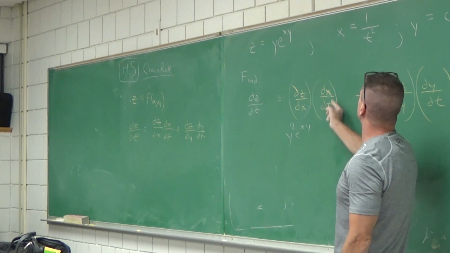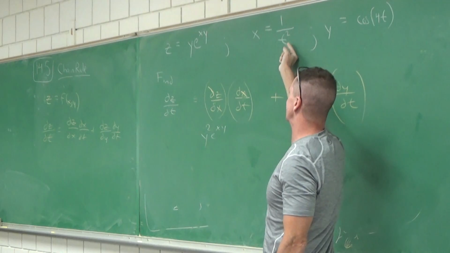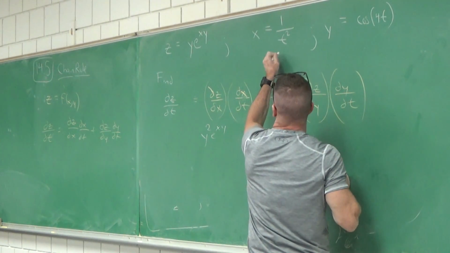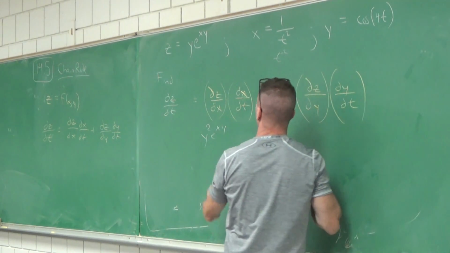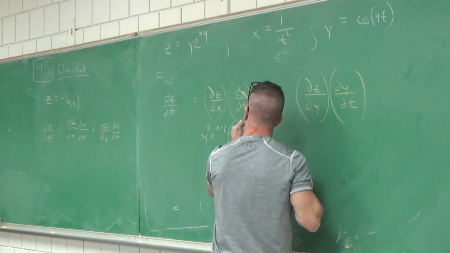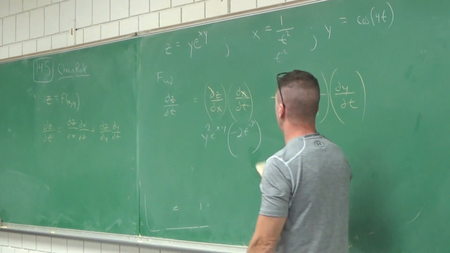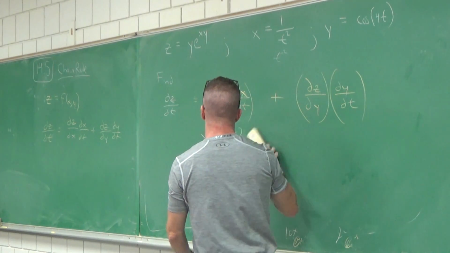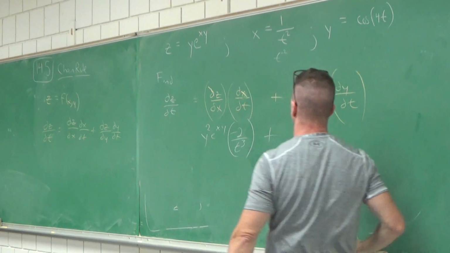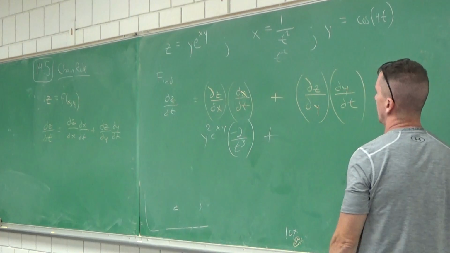What's the partial of x with respect to t? Well, x is only a function of t, so just get the derivative of x with respect to t. I don't have to put deltas here. What's the derivative of x with respect to t? That's t to the negative 2. So it would be what? Negative 2 t to the negative 3? What's another way to write that? I'm going to write it like that. Negative 2 over t cubed. Nice. What's the partial of z with respect to y? Crap.